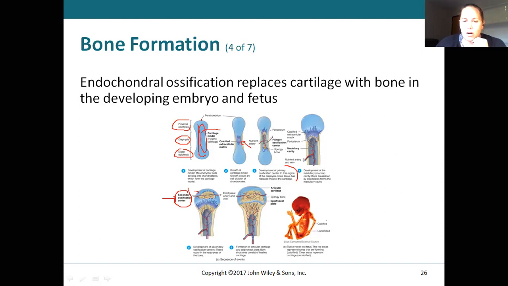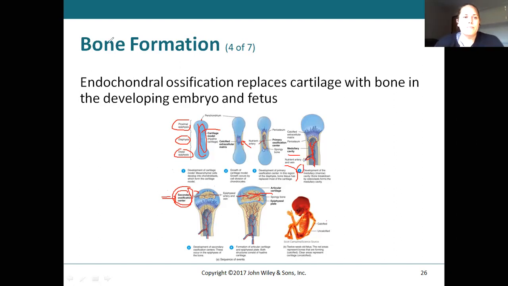So here you see that cartilage being replaced, and then the medullary cavity forms, and you've got the vascularization of the arteries coming in here. You'll see the presence of veins as well. So this is step 4, and then in step 5 you have the secondary ossification center occur in the epiphysis, and then also the vascularization into the epiphysis, into those spongy inner parts of the epiphysis.